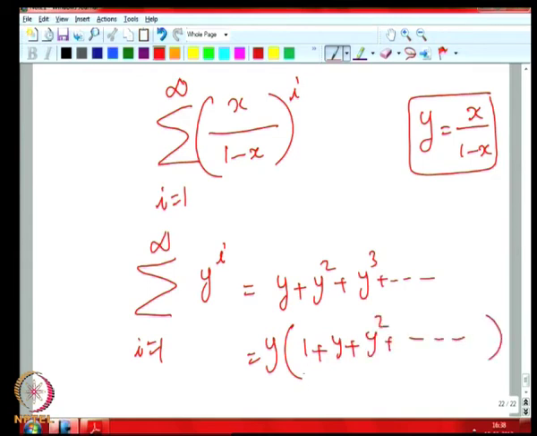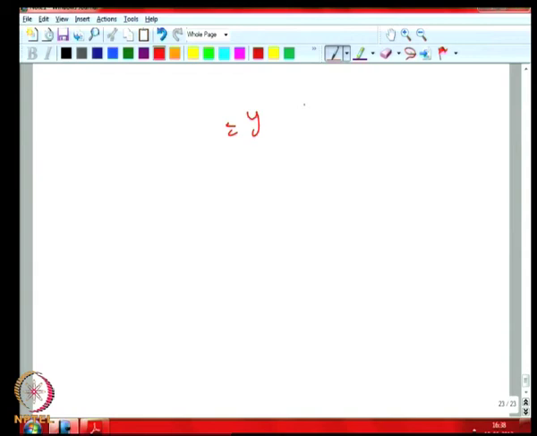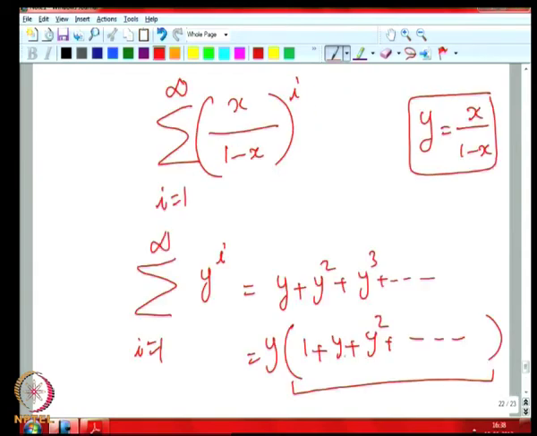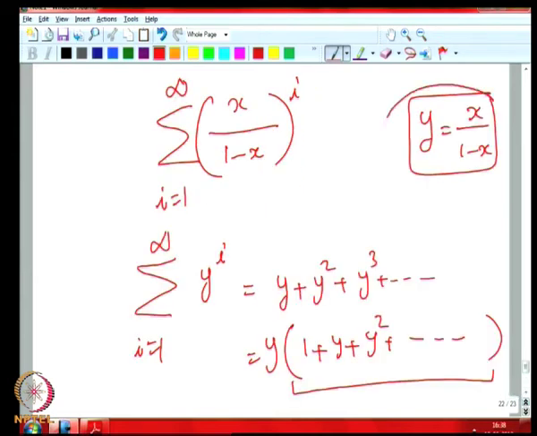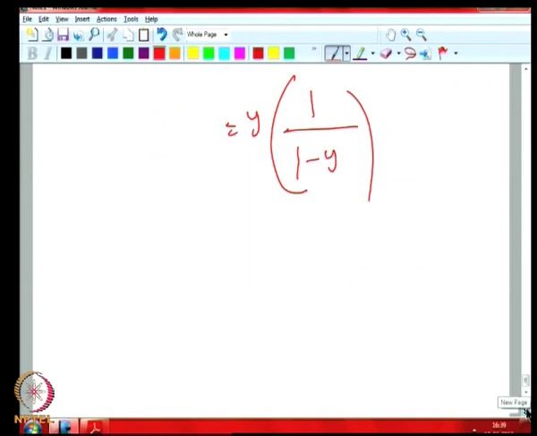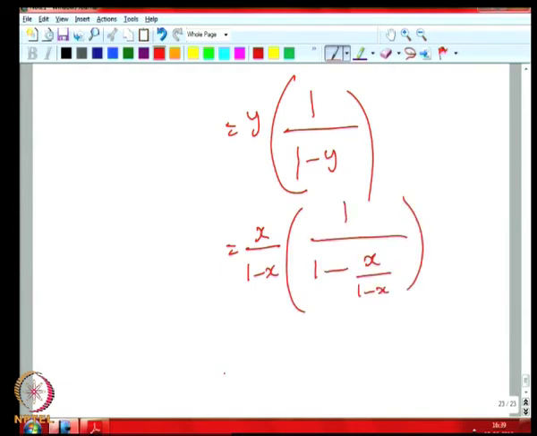Why did we do this? Because this is easier to sum, we know the formula for that. Therefore we have y into 1 by 1 minus y, because this portion is 1 by 1 minus y. So we have y into 1 by 1 minus y. Now we can substitute y equal to x by 1 minus x in this. So x by 1 minus x is substituted here, and here we have 1 by 1 minus x by 1 minus x.